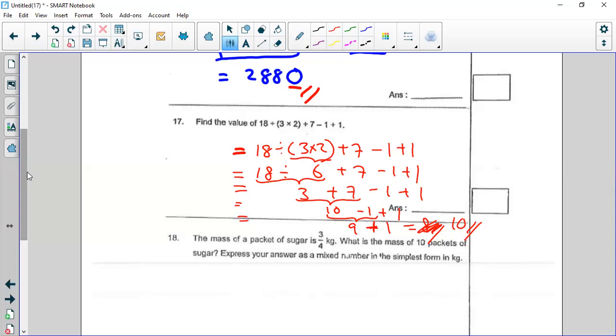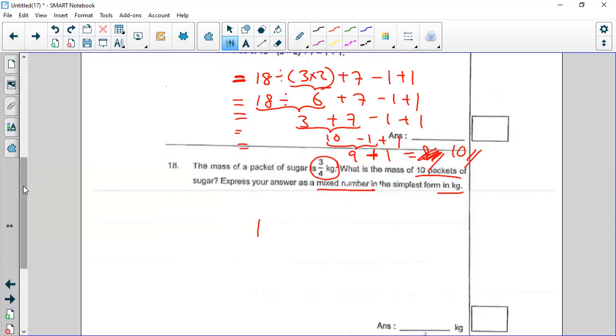Okay, let's look at question 18. Now, the mass of a packet of sugar is 3/4 kg. What is the mass of 10 packets of sugar? And your answer must be a mixed number in kilogram. So you take 10 packets times 3/4 kg. Change the whole number into a fraction and cancel so that you have smaller numbers. 4 divided by 2, put the answer 2 below. 10 divided by 2, put the answer 5.